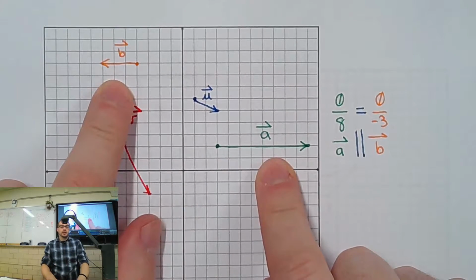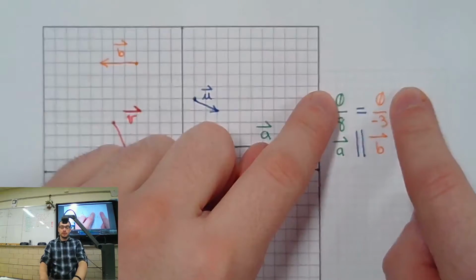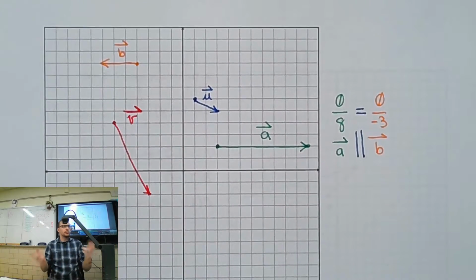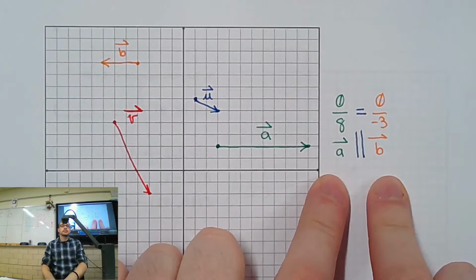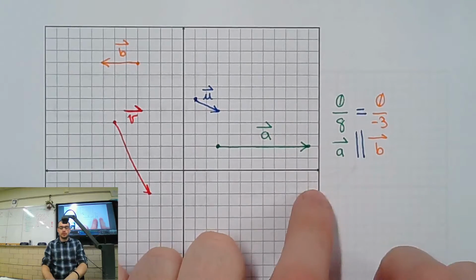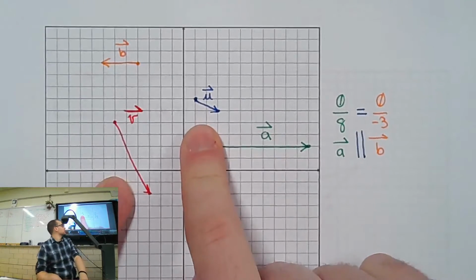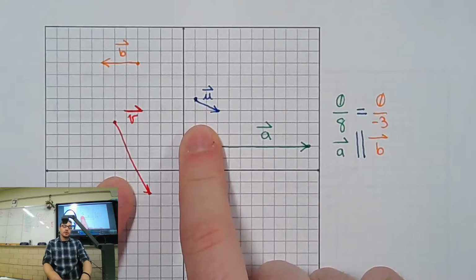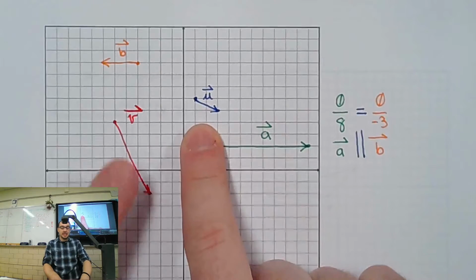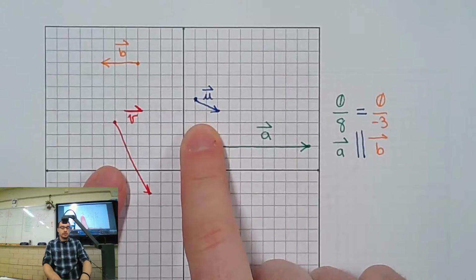A and B, when I write their components, I wrote the vertical component first and then the horizontal second, kind of like slope. You could flip them both, doesn't matter. They're going to be parallel if they're equal. Notice that these two won't be parallel because, first of all, they don't look like it. Second of all, if you write their components, you get -1/2 for this one and -2 for this one, so they're not the same, which means they're not parallel.